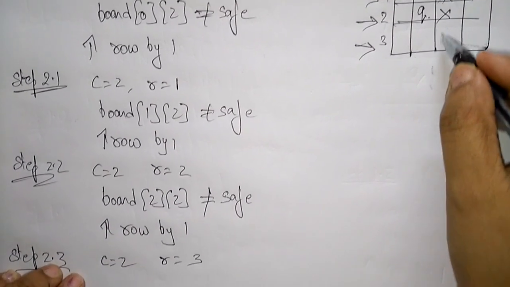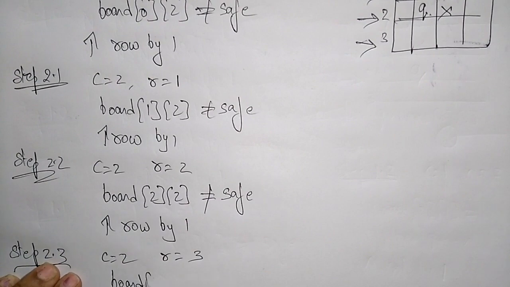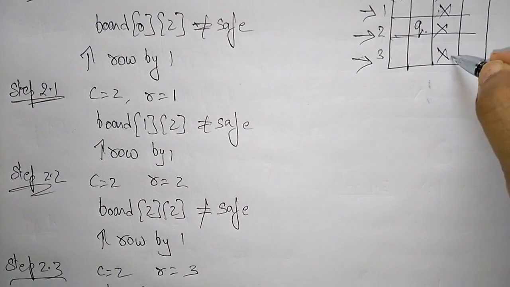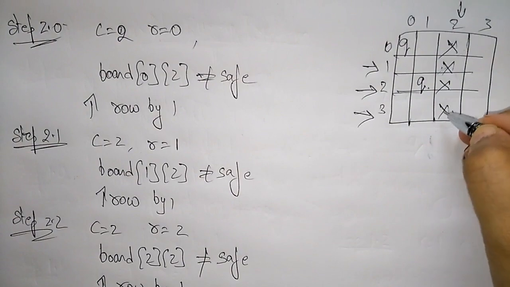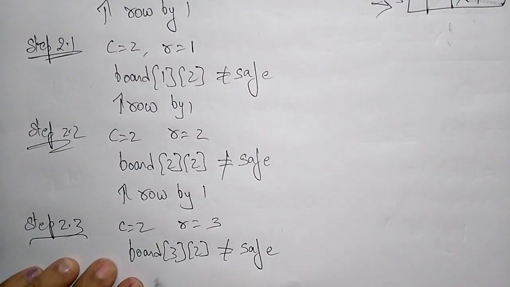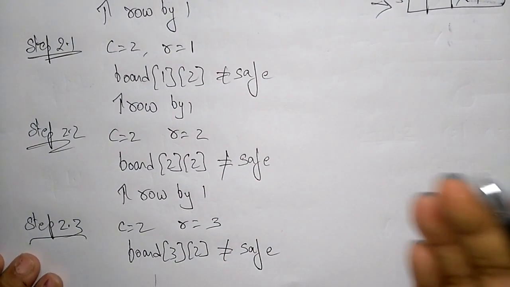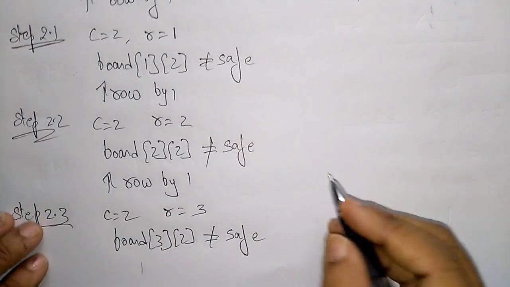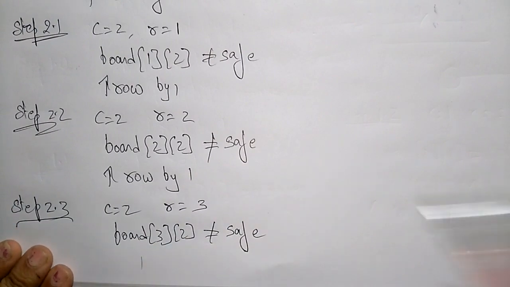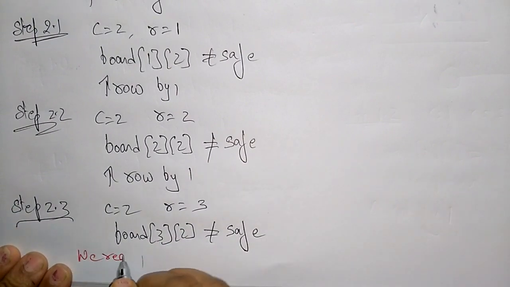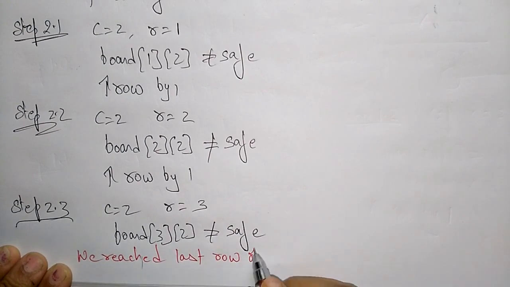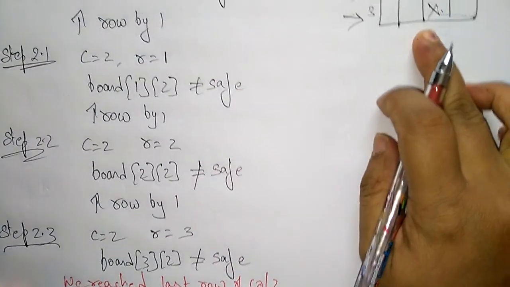Check here. Is it safe? That is the board of third row, second column. It's not safe. Why is it not safe? Because if you place Q here, it forms a diagonal. So it is not safe. If you increment row by 1, the row becomes 4, which means we already reached the last row. So we reached the last row of column 2.